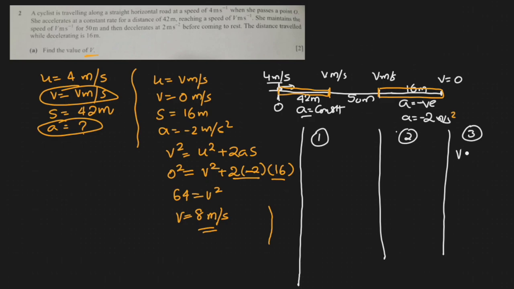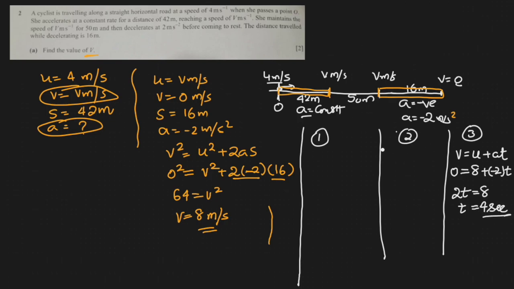We know that v equal to u plus at. v is 0, it stops at the last one, it stops in this velocity. We got 8 plus minus 2 times t. So 2t comes to the left side, so t becomes 4 seconds.